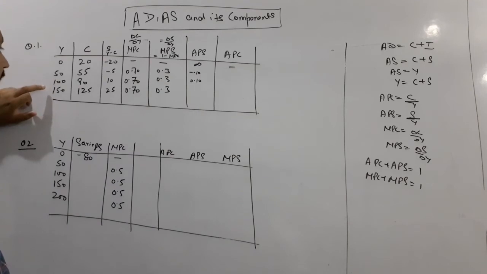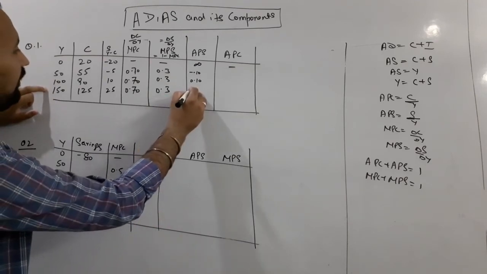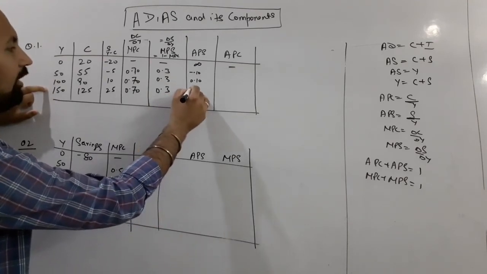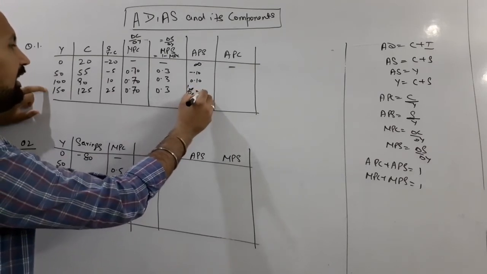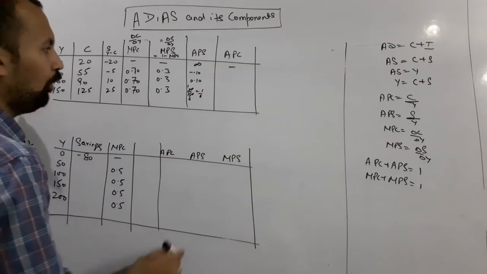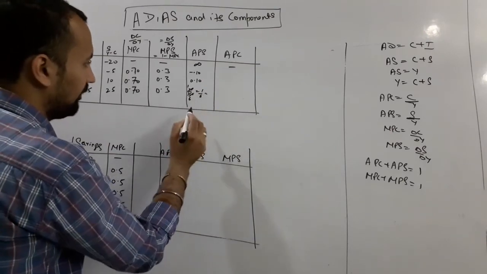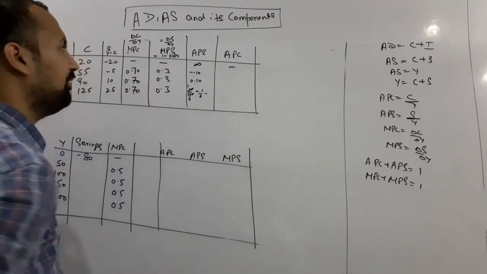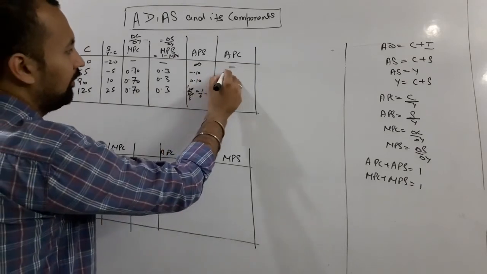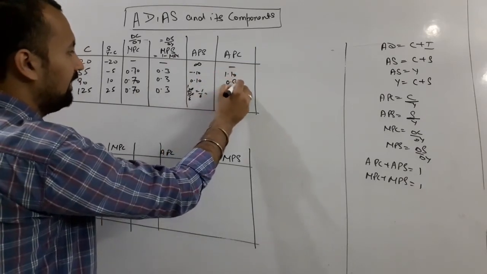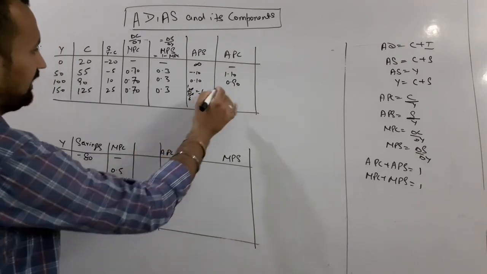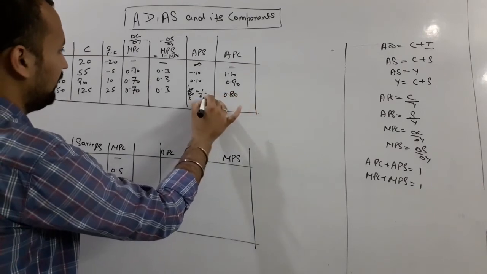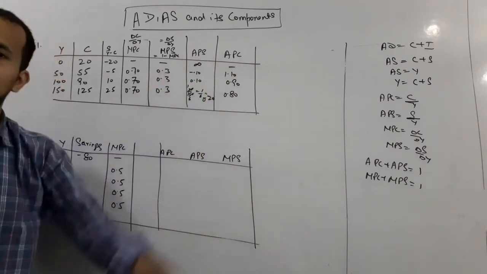Next, 25 upon 150. I am writing down 25 upon 150. 25 ones are 25, 25 sixes are 150, that is 1 upon 6. You can write 1 upon 6 in the fraction only, no issues. Next value 1.10, 0.90, and this can be calculated as 125 upon 150, that is 5 upon 6, that is 0.80, and this can be written as 0.20. The first question is like this.